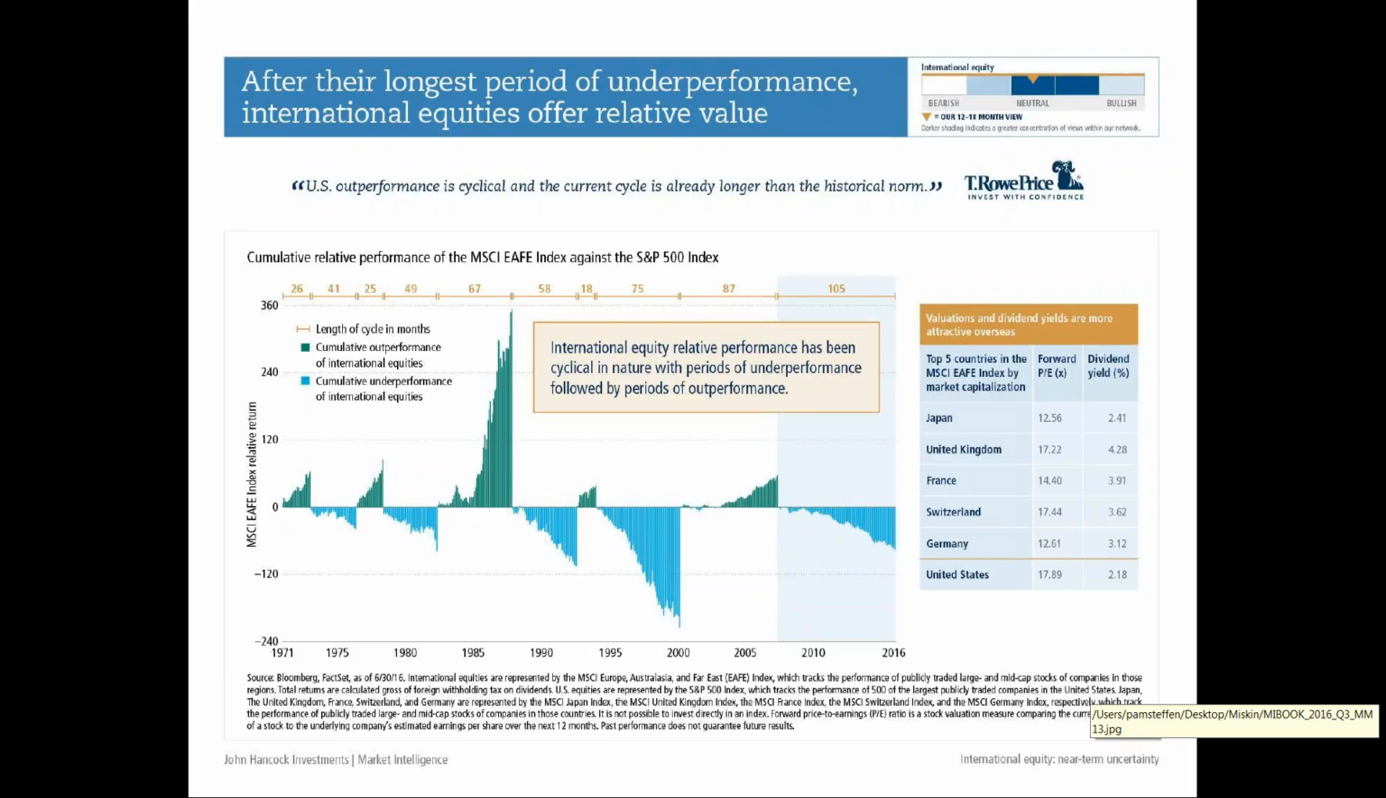Dividend yields of international equities are double that in many cases, or at least 50% greater than that of the U.S. And if you're thinking about your long-term returns, those dividends are going to be hugely important as a tailwind for helping you out in getting those returns.